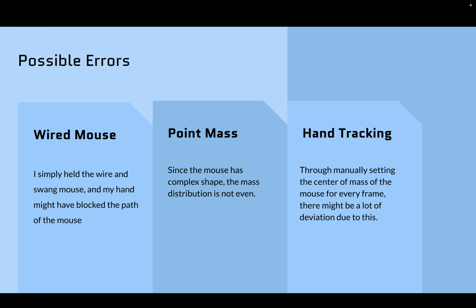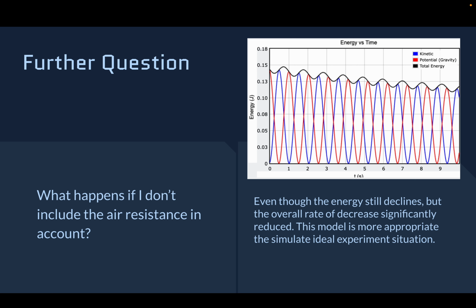Possible errors: the first is because of the wired mouse. I simply held the wire and swung the mouse, so my hand might have blocked the path of the mouse. Second is point mass. Since the mouse has a complex shape, the mass distribution is not even within the mouse. And third is hand tracking. Because I manually set the center of mass of the mouse for every frame, there might be a lot of deviation due to this.